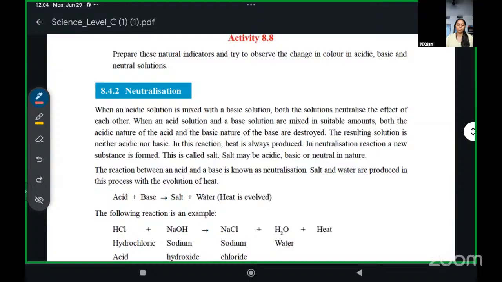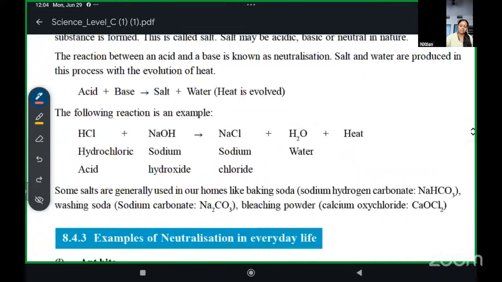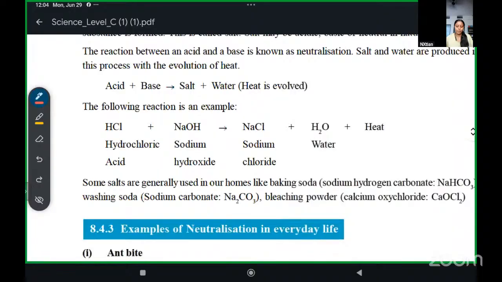So during a reaction between an acid and a base, salt is produced. Now, some examples of salt are sodium chloride, sodium hydrogen carbonate, sodium carbonate, and calcium oxychloride. These are some examples of your salts.